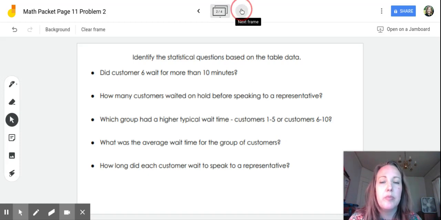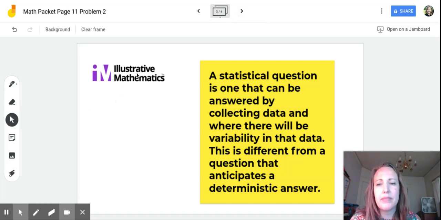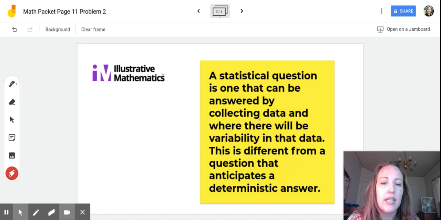by each one, okay? But to clarify, I wanted to share a website with you that I like, and I actually use in my class to get materials and to share materials. It's called Illustrative Mathematics. I think it's just illustrativemathematics.com, and here's the icon that goes with it. And from that website, there's a definition, and it's shown here. A statistical question is one that can be answered by collecting data, and where there will be variability. You probably remember this from your class when you talked about statistics. Variability in the data. This is different from a question that anticipates something called a deterministic answer.